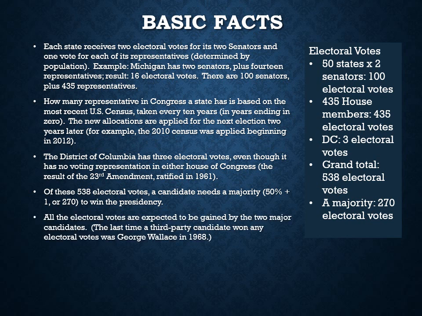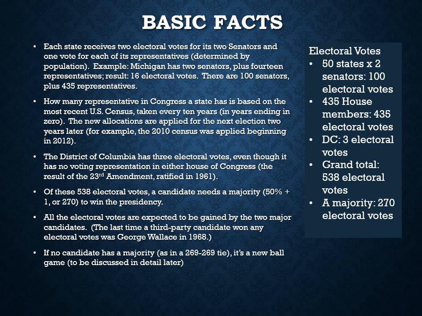Now, this time, all of the electoral votes are expected to be gained by the two major candidates. There have been elections in American history where a third-party candidate has gotten electoral votes, sometimes a significant number of them. But the last time that happened was 1968, and it certainly will not happen this year. There's nobody even on the horizon who has any chance whatsoever of getting any electoral votes this year.